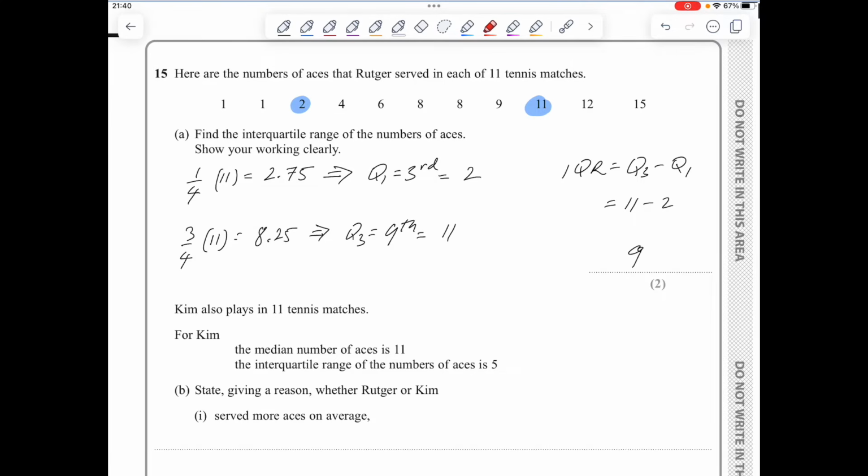Alternatively, you can say that this is the median, and then if you split the data set left and right, this 2 is the middle of the left part and the 11 is the middle of the right part. In part B, we are given Kim's median and interquartile range, and we are asked to find who served more aces on average, and the answer is Kim, since her median is greater.